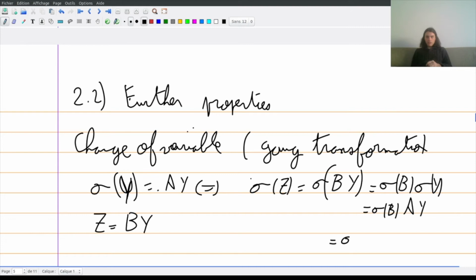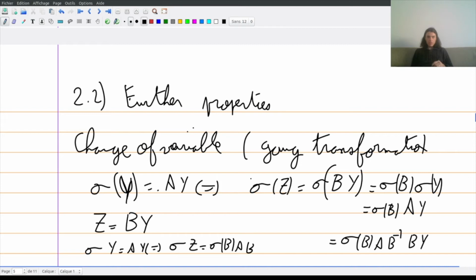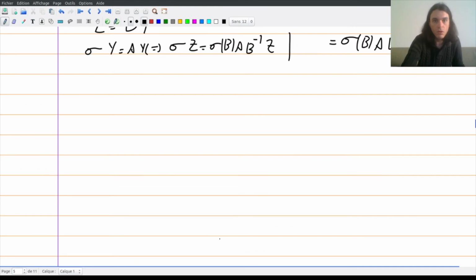And now I multiply by b minus 1 to work over. So we have seen that sigma of y equals Ay is equivalent to sigma of z equals sigma of b A b minus 1 times z. So this formula will be very important in the following theorem.